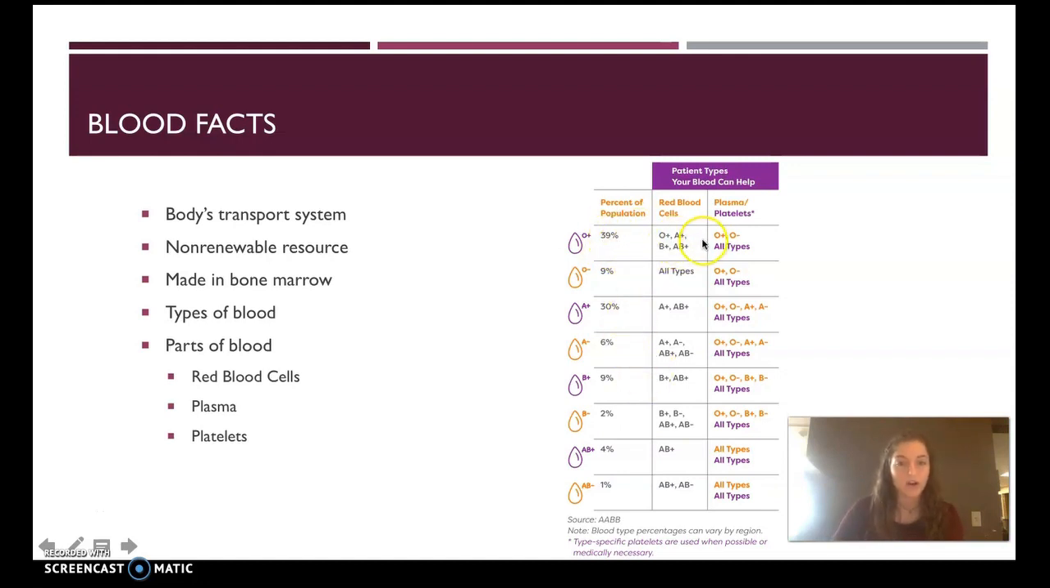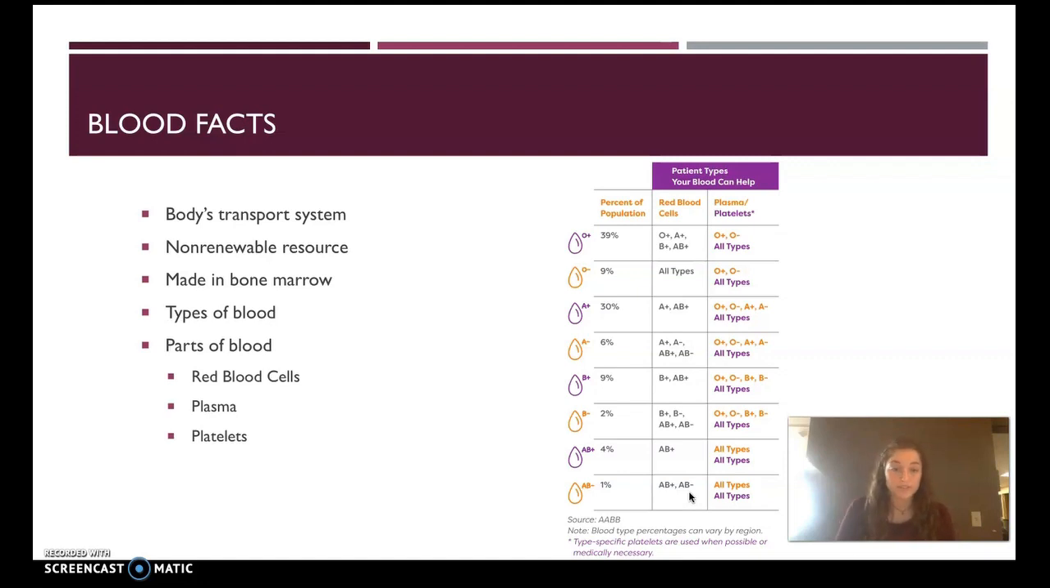And if you are a donor with any of these blood types, you can see that you can only donate to specific patients. So if you have O positive blood, you can only donate to O positive, A positive, B positive, or AB positive. Whereas if you have a more rare blood type, like AB negative, you can only donate to AB positive or AB negative. Because of this, it's very important that we have all different diverse blood types in our donor population.